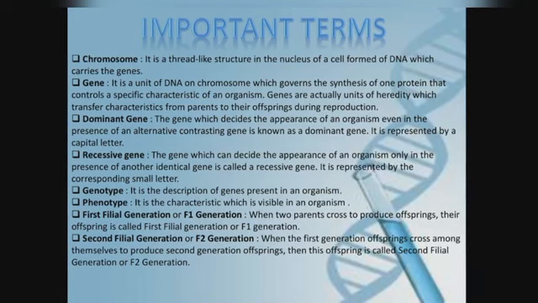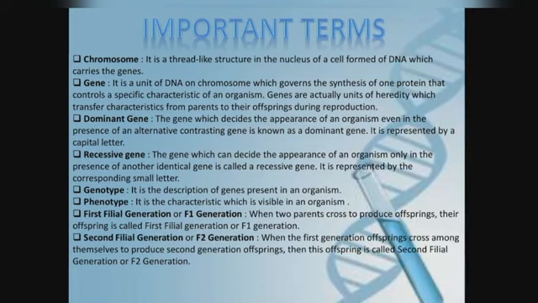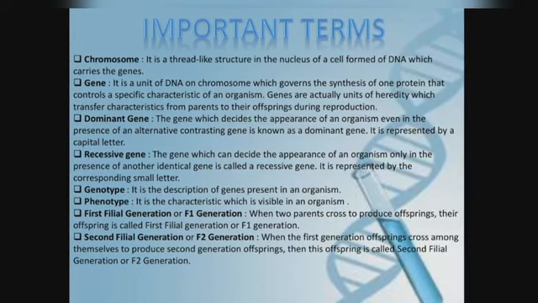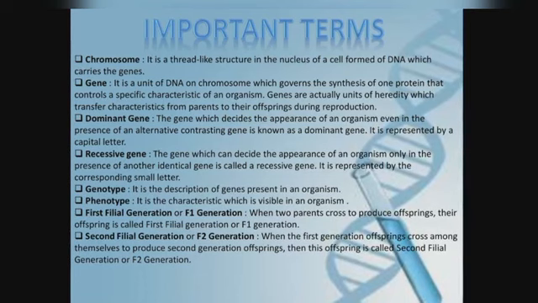Now go to the next topic, that is genotype. It is the description of the gene present in an organism. Genotype means the description of a gene, the type of a gene present in an organism. Phenotype means the characteristics which are visible in an organism. Genotype means the description and phenotype means the appearance.